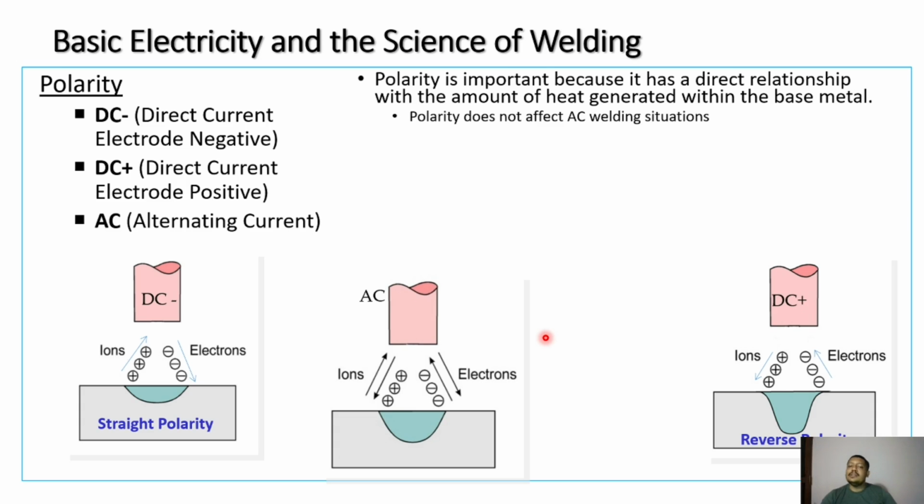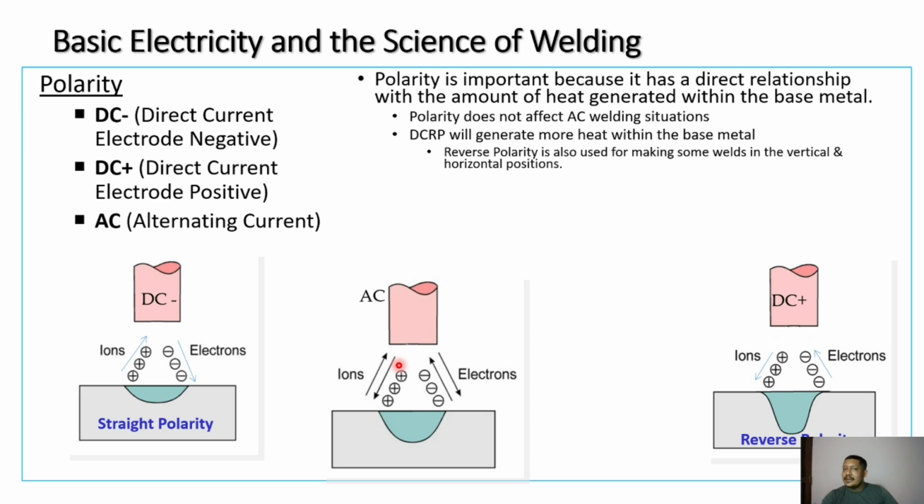One half is positive, another half is negative. So there is no permanent heat accumulation taking place. In one half, your plate is getting more heat. In the next cycle, your electrode will be getting more heat. So it will be continuously changing as and when the cycles are changing. So you can see DCRP will generate more heat within the base metal. Okay, DC reverse polarity will generate more heat within the base metal.